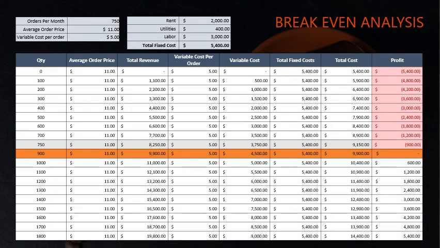The break-even point is a point at which the total cost and total revenue are equal. A break-even analysis calculates the break-even point as total fixed costs divided by the difference of the unit price and the unit variable costs. To calculate the total revenue, you take the quantity of orders sold and multiply it by the average order price, which in this case is $11.